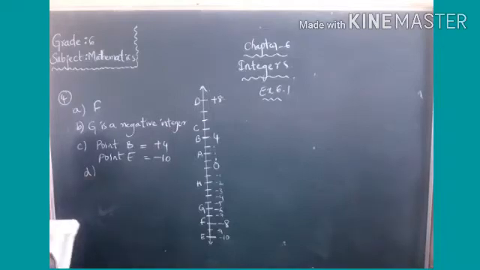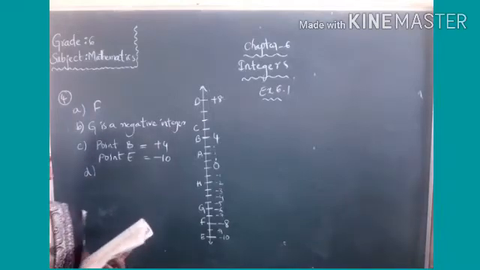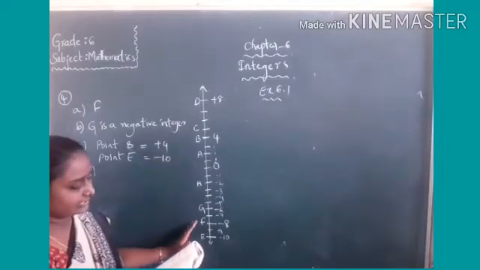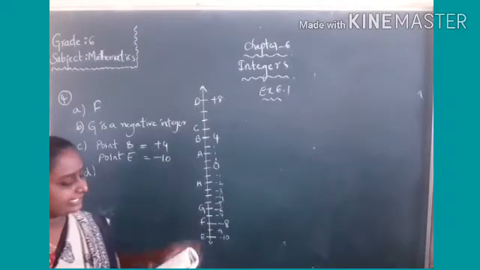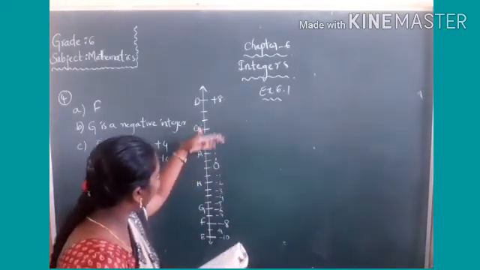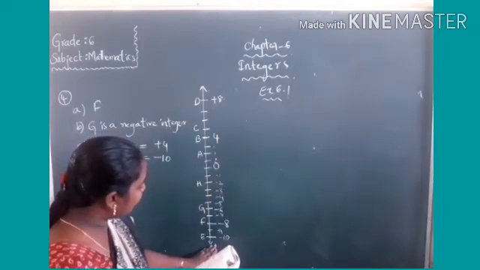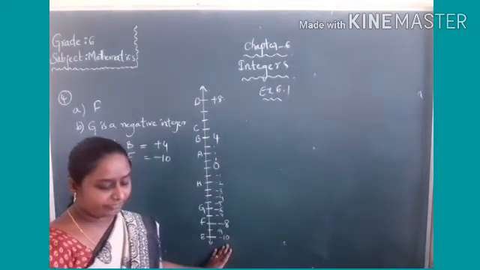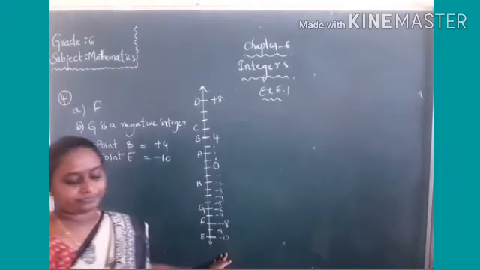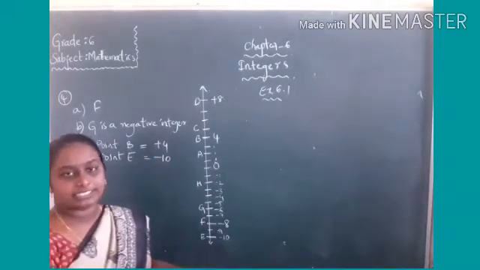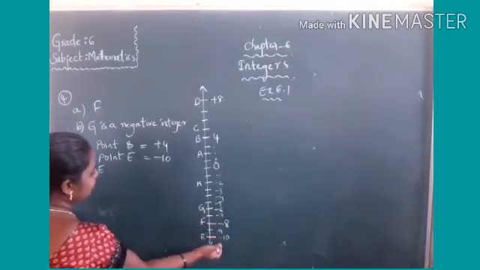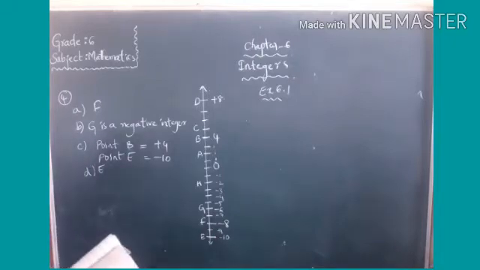Right. Which point marked on the number line has the least value? So here above is plus 8, and below is minus 10. So which point has the least value? Yes, E. E is the point with the least value, that is minus 10.